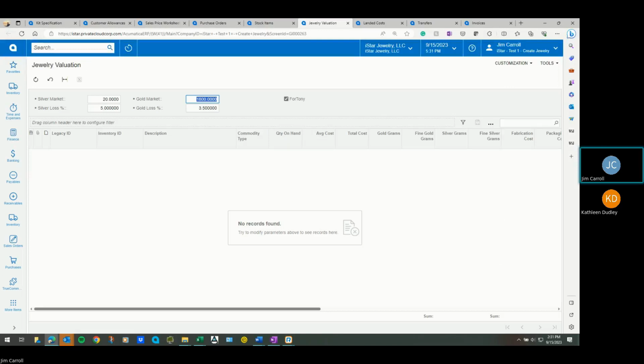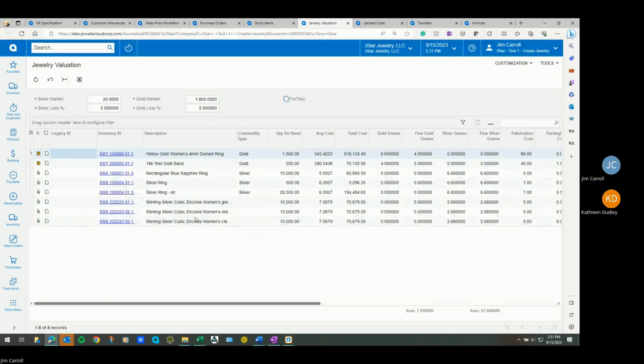So there you have it. If you uncheck for Tony, I think you'll get some records. So there's some records that we have. We've already received a bunch of silver. There's that test gold band that I just did. Like we say, you'll be able to go ahead and run this report and it'll give you your current value at the current market price. So thank you so very, very much.